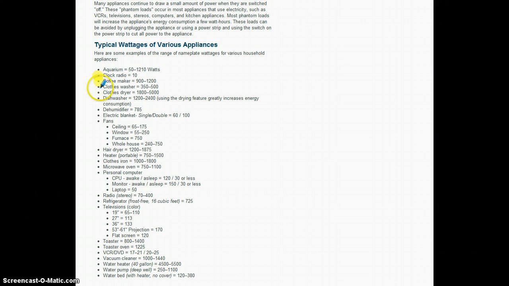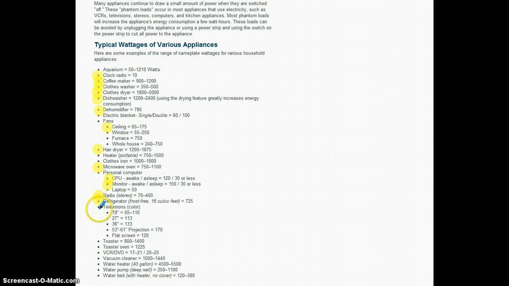Washing machine. We use a lot of laundry. Clothes washer. Our dishwasher. 2 dehumidifiers. No electric blankets. Ceiling fans. We use a fair amount of our ceiling fans. Let's see, hair dryer, she dries her hair in the morning. Heater, not really. Clothes iron, I haven't ironed in a while. Microwave, oh, very much. CPU, definitely. The monitor, yes. Radio, we use the radio a lot. Of course, the refrigerator is going all the time.